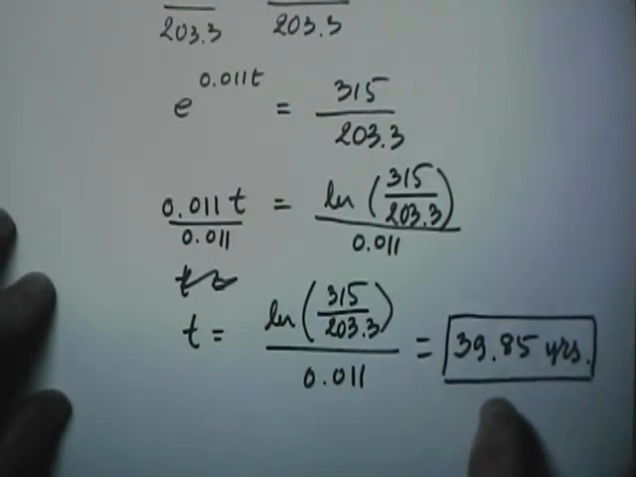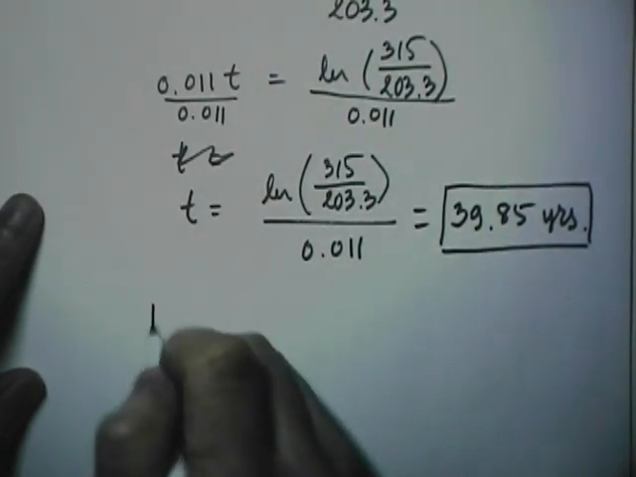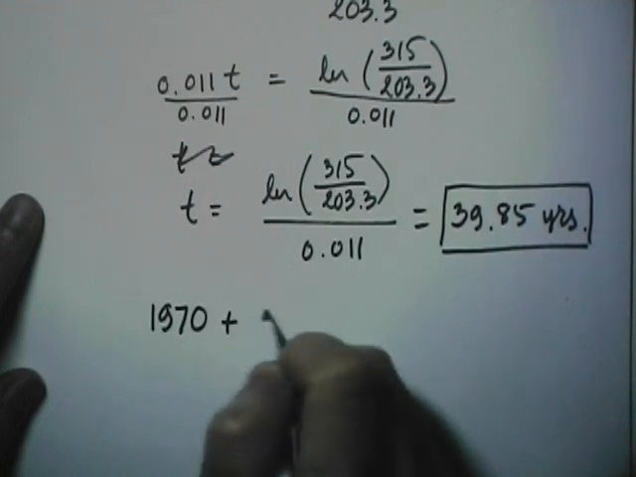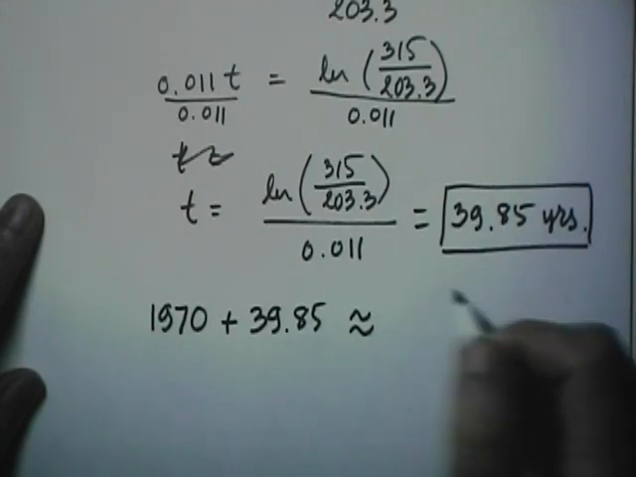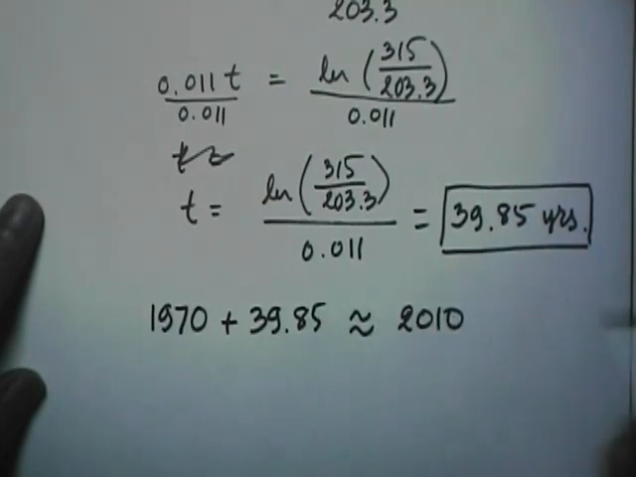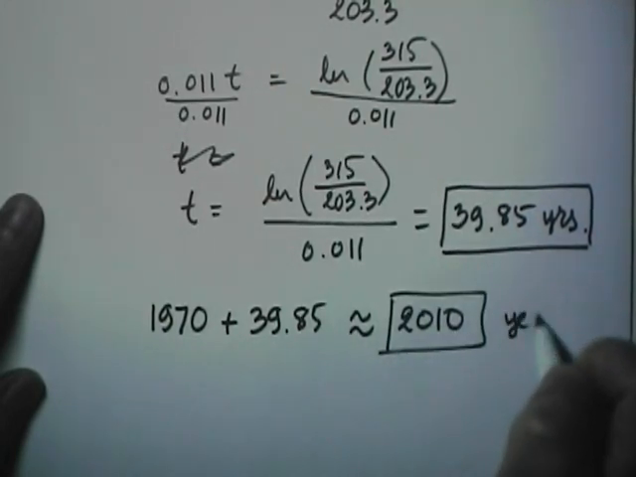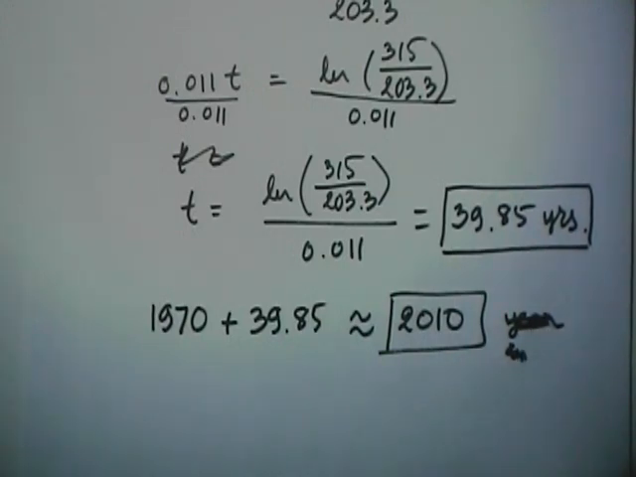But they're not asking for how many years it takes. They're asking for what year that is to reach that much. So you actually have to add this number to 1970. You take 1970 and add 39.85. Rounding it up, it's going to be 40 years later, so that's going to be the year 2010. That's when the US population reaches 315 million people. Okay? And that is the answer to our example.